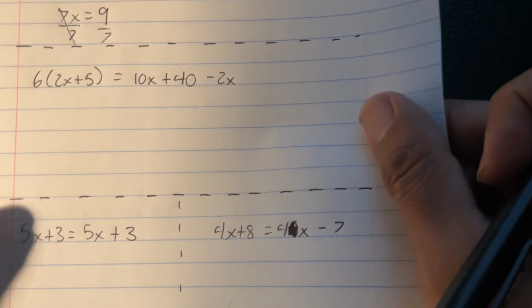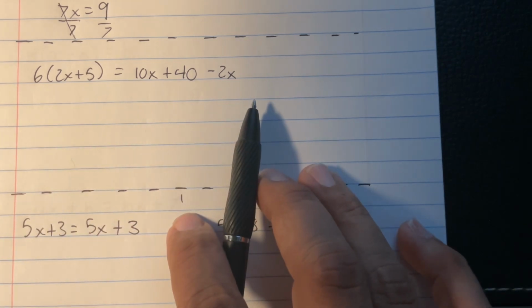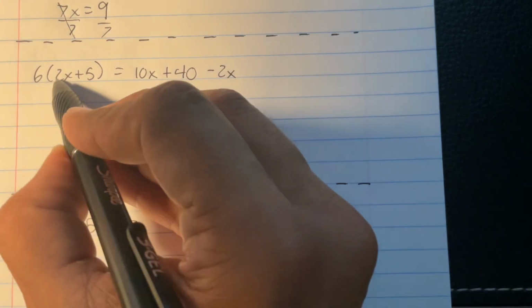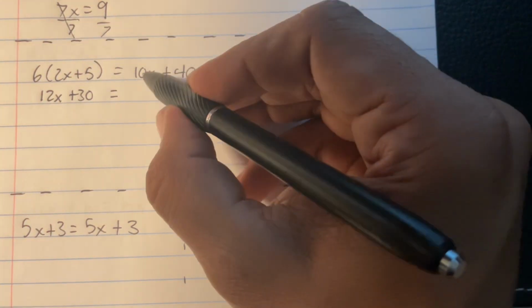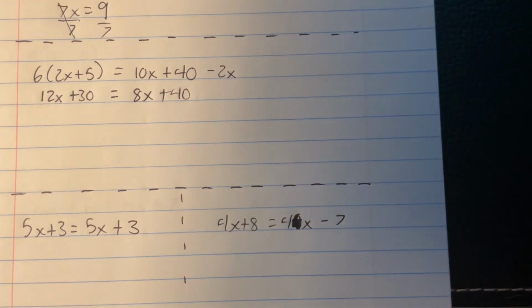All right, in some cases, they will make you simplify before you actually start solving it. So on this side, they have the distributive property. So 6 times 2, that's going to make 12x. 6 times the 5, that's going to make 30. And then we have 10x here and a minus 2x. We're going to end up with 8x, and that's going to be a 40.